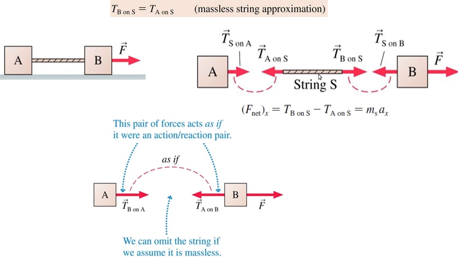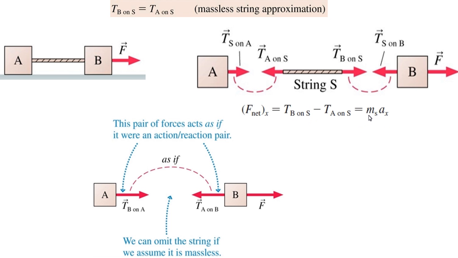And in the middle, then we would have a reaction force on the right side of the string, T of B on S, and we'd have a reaction force on the left side of the string, T of A on S. The dotted lines again show the reaction pairs. And then if A and B were accelerating to the right with a sub x, that would mean the string would also be doing that. And in that case, the net force on the string would be T of B on S minus T of A on S equals m sub s times a sub x. That would be Newton's second law for the string.